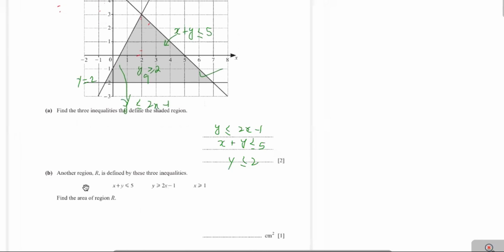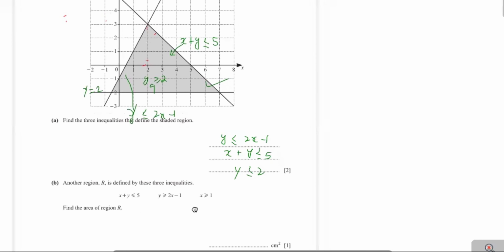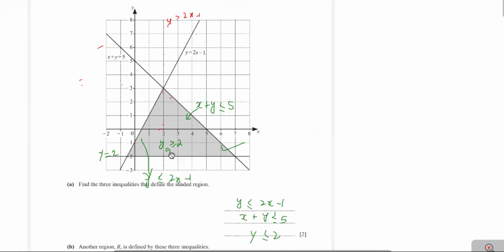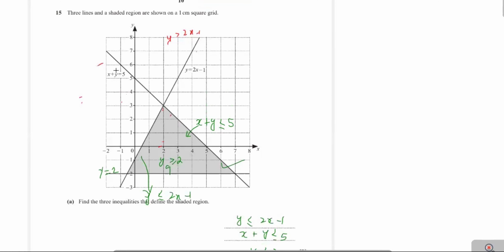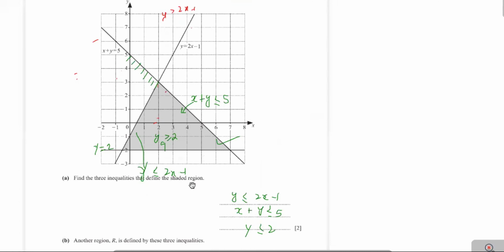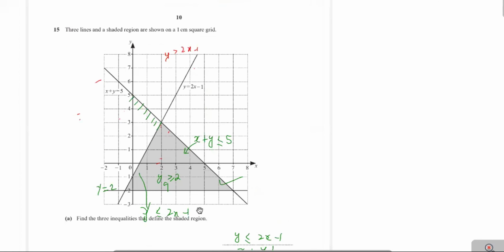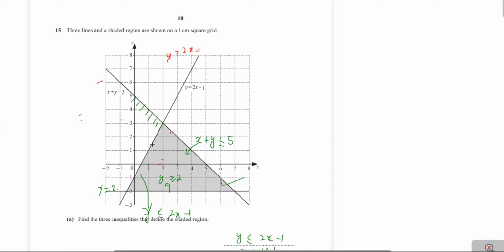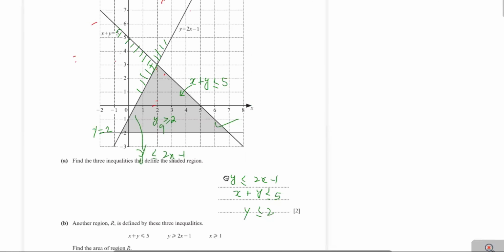Now part B. Another region is defined by these three inequalities: x plus y is less than 5, y is greater than 2x minus 1, x is greater than or equal to 1. Firstly, we mark the region. Now, this is x plus y is less than 5. Therefore, this is the region. And next is y is greater than 2x minus 1, and this will be the region. And next is x is greater than or equal to 1.